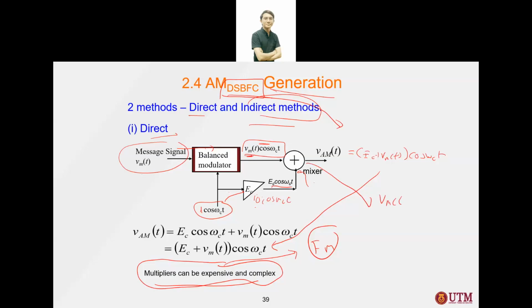For example, this one is VM T cos omega CT plus this one 10 cos. Then you do factorization, plus this one. That's why you have 10 VMT plus MT cos omega CT. So this one is DSB FC.